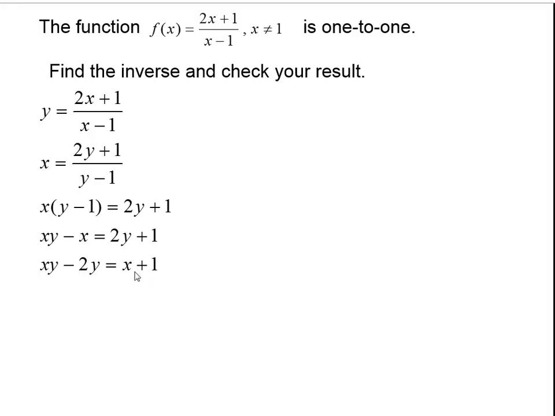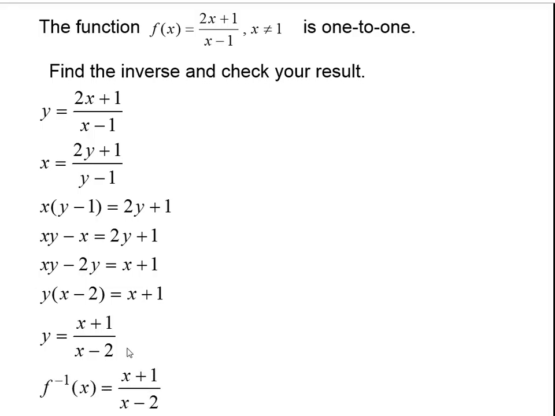Now I'm almost done, right? So if I'm solving for y, then the next step is going to be to take this y expression and factor it out. So if I factor out the y, I'm going to have y times (x minus 2). And then the last thing I'm going to do is divide this over to the other side so that I can isolate my y variable. So here I have solved for y. This is my inverse function, so I'm going to use the inverse notation and call it the inverse function.